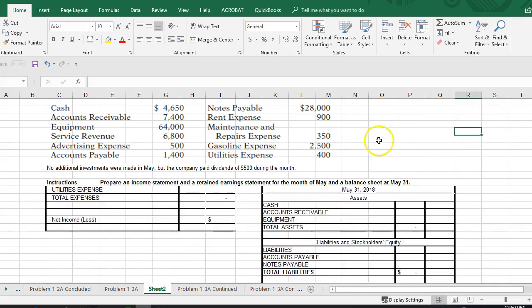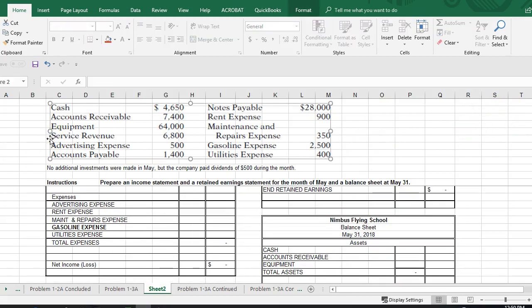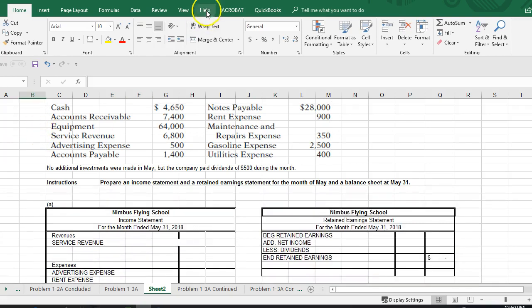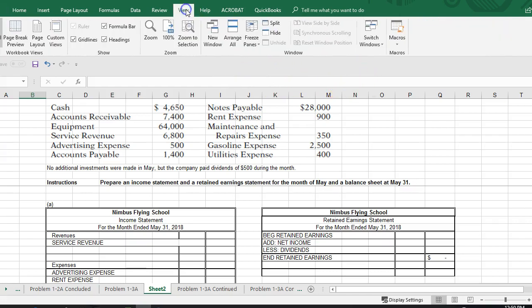So what we have here is we have our company, and let me get up there to the top. One second, let me change my view for you. I was already prepared. Unfreeze for a second.